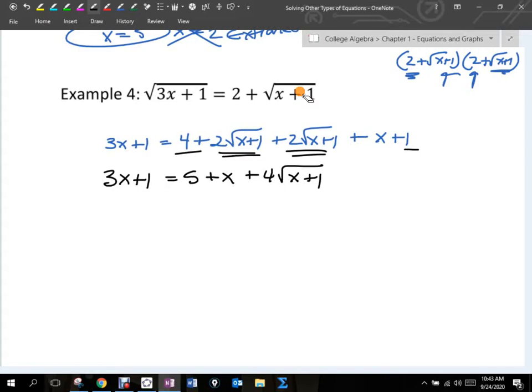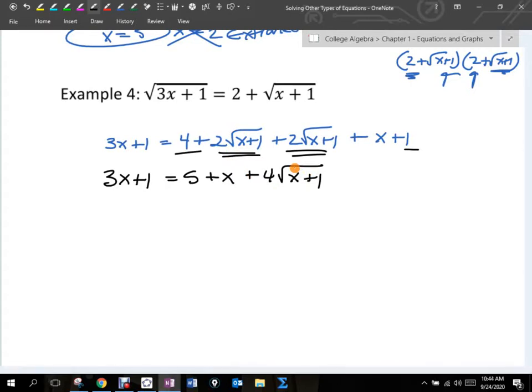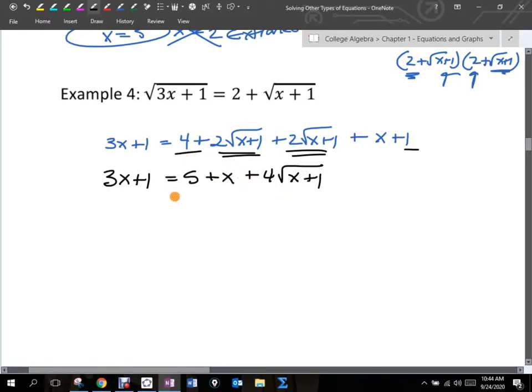But it's not completed yet, okay? We still have a radical. So all we do is we play that game again. We isolate the current radical, go through the inverse operation, see what we come up with. So I'm going to subtract the 5 over, subtract the x over. So that gives me 2x minus 4 is equal to 4 times root x plus 1.